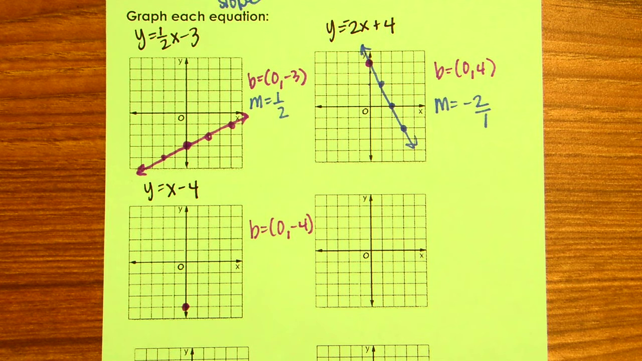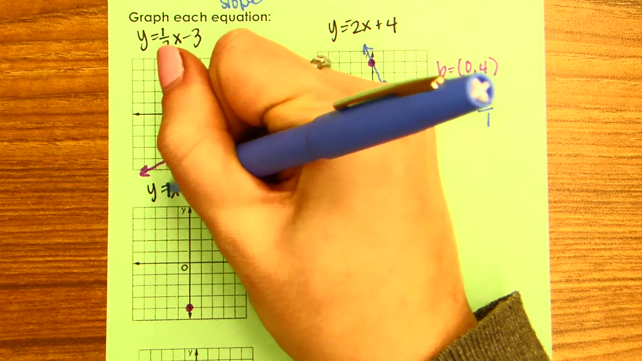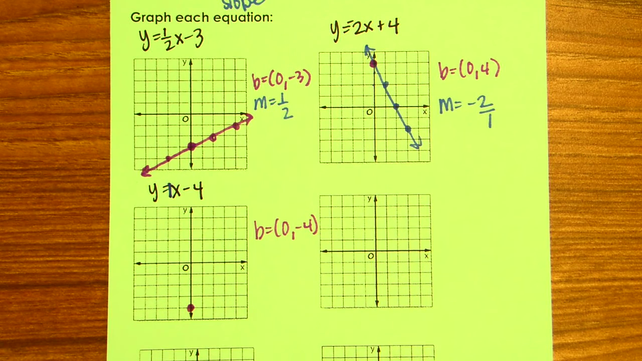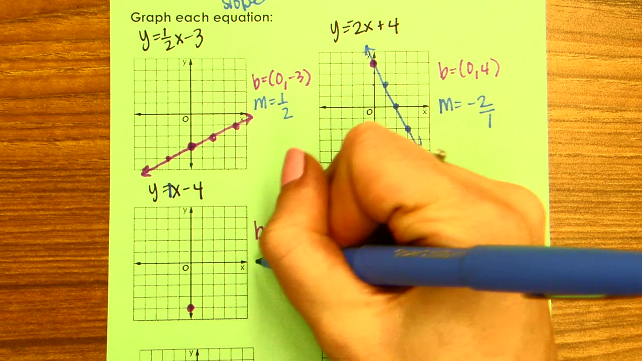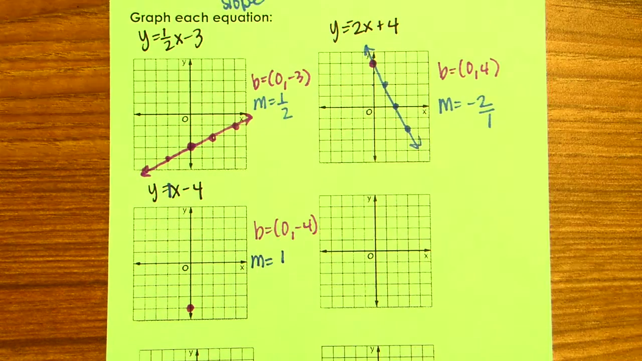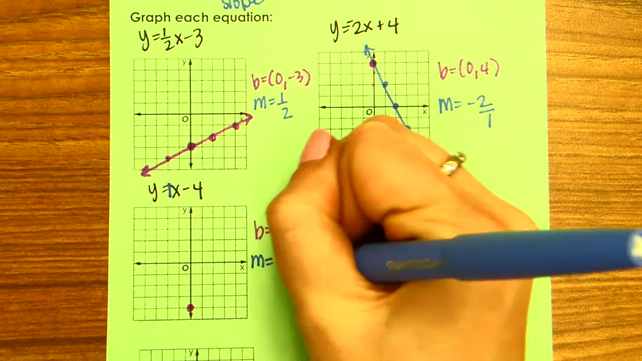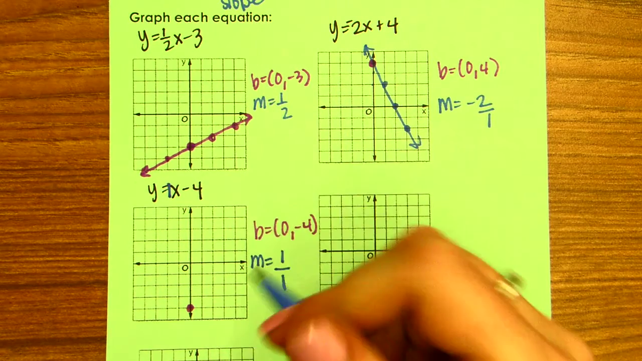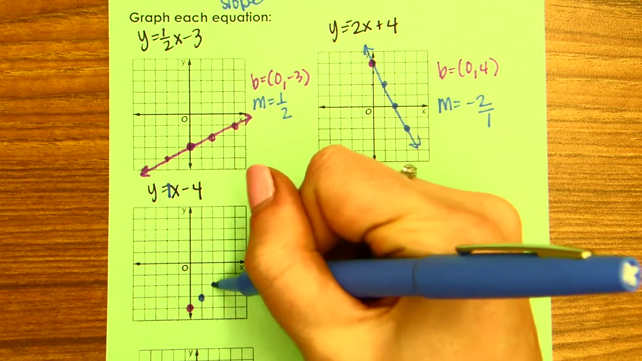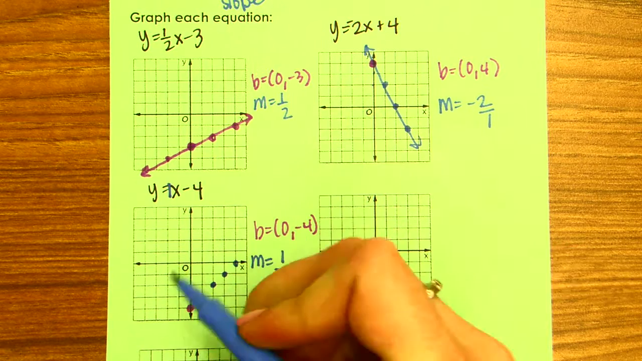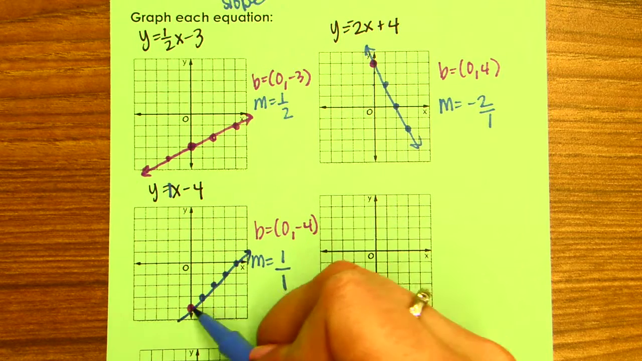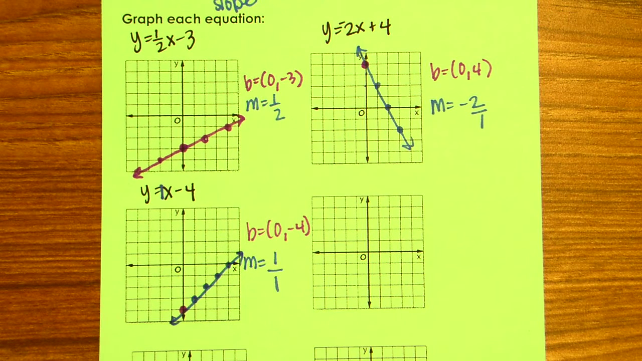Then, I'm looking for m, but there is no coefficient in front of the x. I remember that if there isn't a number, I can always add in a 1. 1 times x is the same as x. So that means the slope is 1, but to write 1 as a fraction, I do 1 over 1. So from this dot, I'm going to go up 1 to the right 1, up 1 to the right 1, and then there's my line.